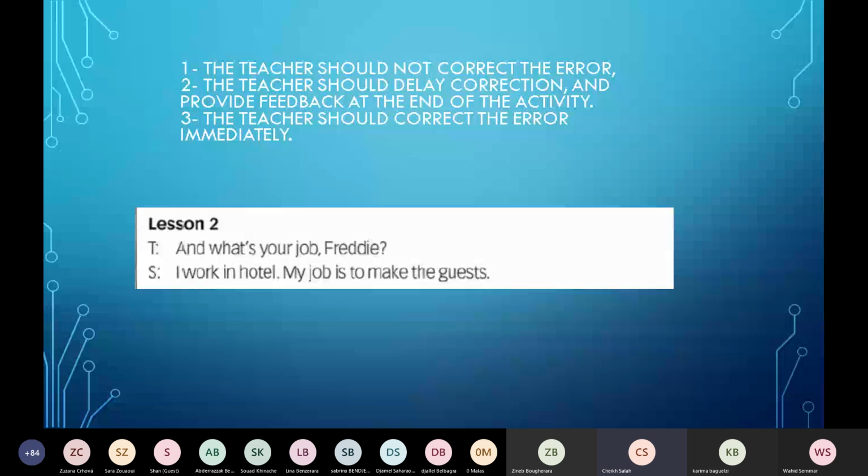Okay, and what's your job, Freddie? I work in hotel. My job is to make the guests. So, what do you think you should do here? 1, 2, or 3? Anyone, please?